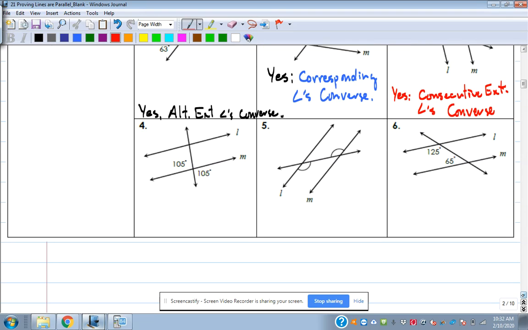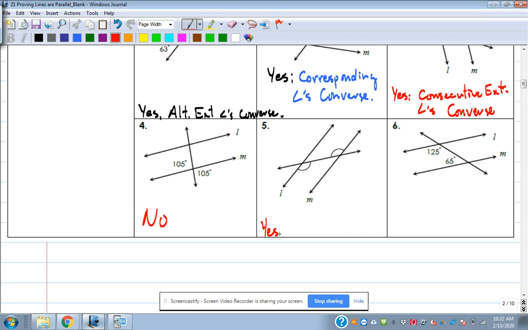Number four. No. What are those angles? Vertical angles. Vertical angles do not prove lines parallel. So big no on that one. Vertical angles could help us get there maybe eventually, but that is not a reason that lines can be parallel. Vertical angles occur even if line L wasn't in there, right? So it has nothing to do with the lines being parallel. So be careful of that. That's a very common misconception, that vertical angles could prove lines parallel. It doesn't.